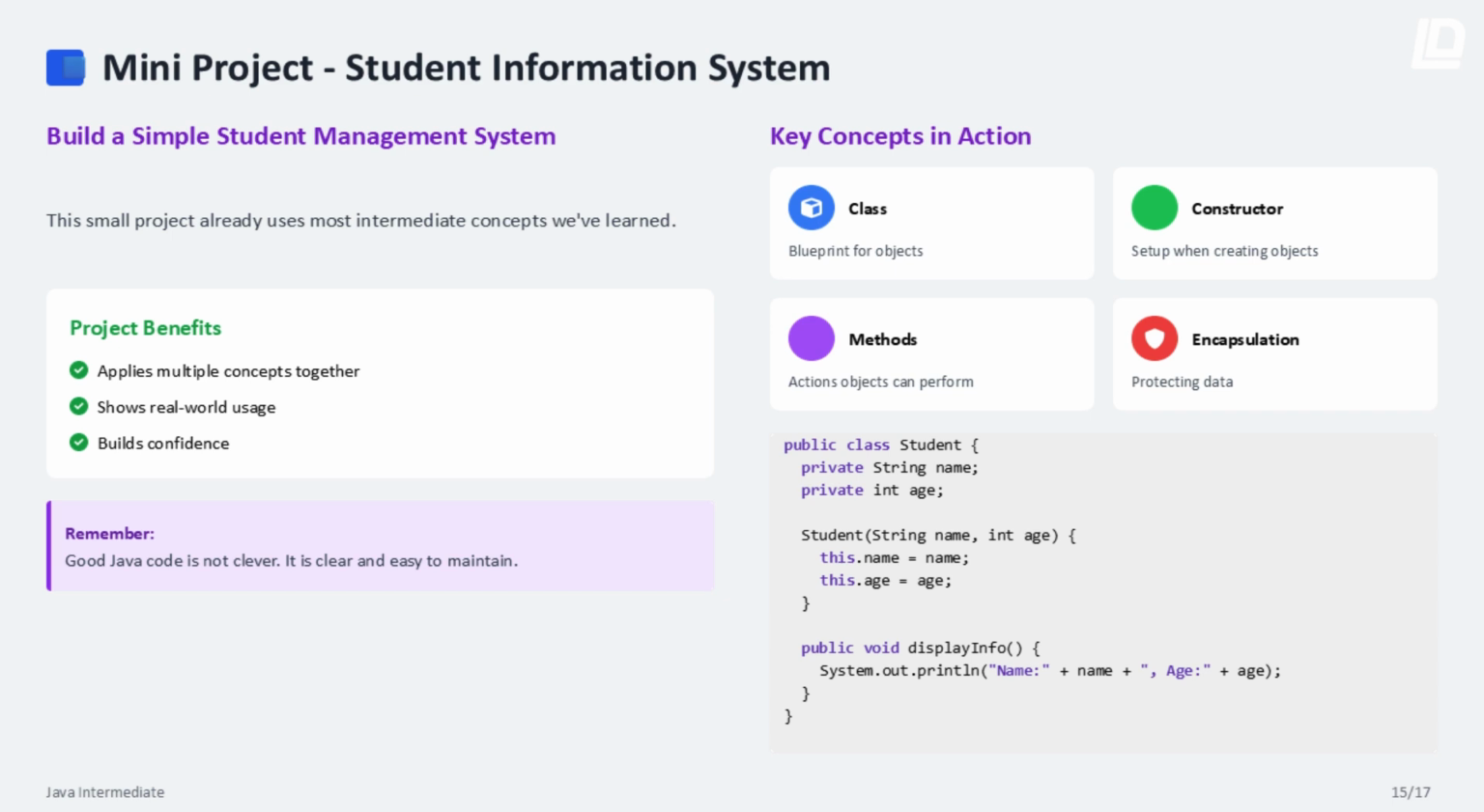Once your student class is complete, create a separate class that contains the main method. Inside the main method, you must create at least one student object using the constructor. Provide actual values for the name and age. Then, call the method that displays the student's information. When your program runs, the output should clearly show the student details.